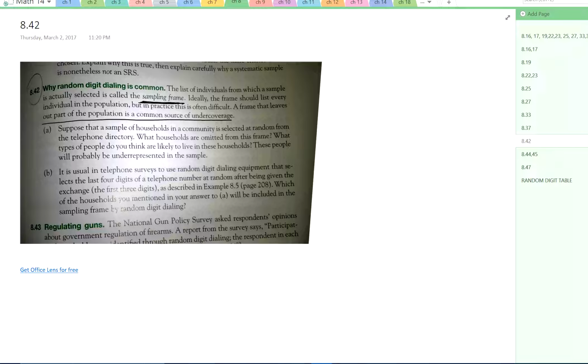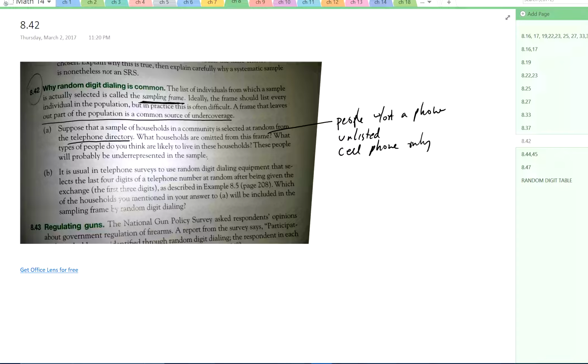Suppose a sample of households in a community is selected at random from a telephone directory. What households are omitted from this frame? Okay, we've talked about this a lot. People without a phone, unlisted, or cell phone only people, right?